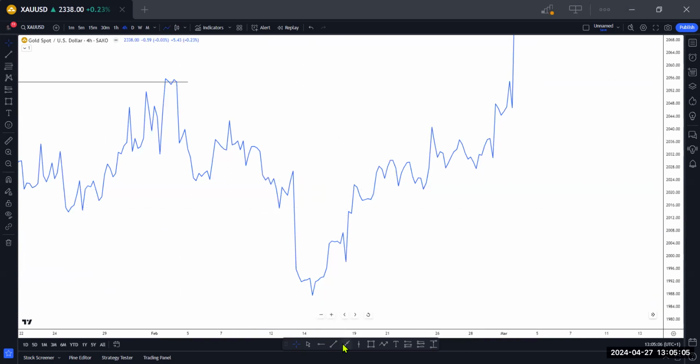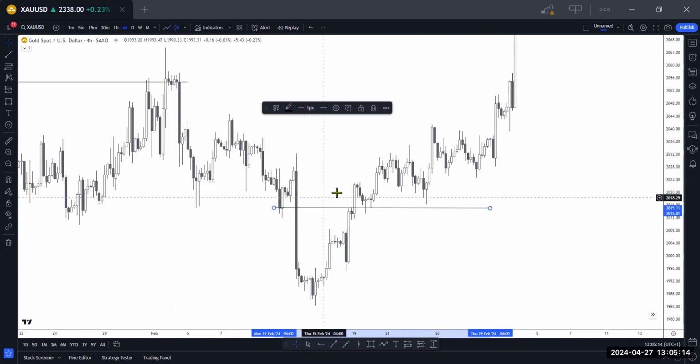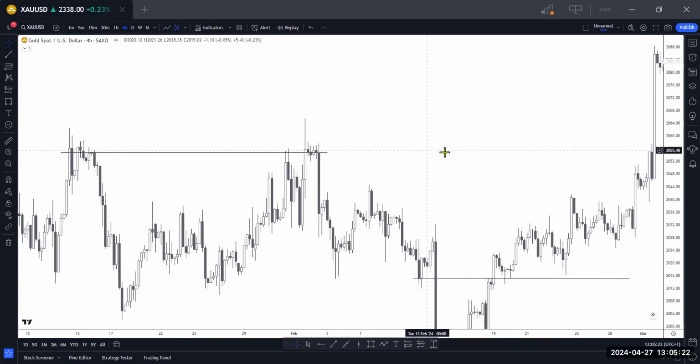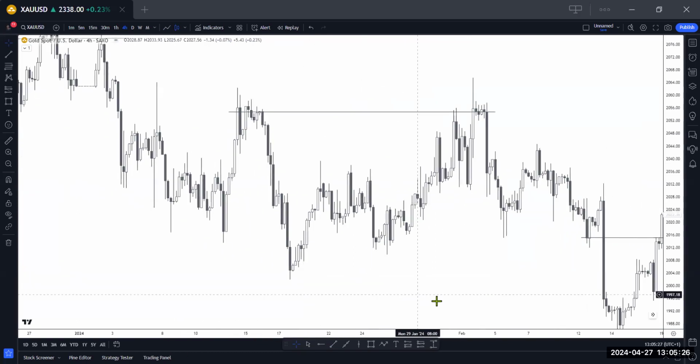Left shoulder, right? This is an H4. Left shoulder, see, price tapped, then started to buy. Price tapped, started to buy. Let's see more examples. Okay, left shoulder, left shoulder.